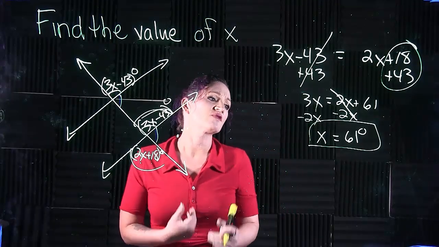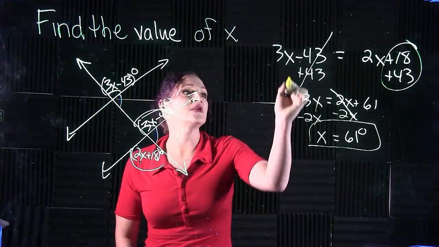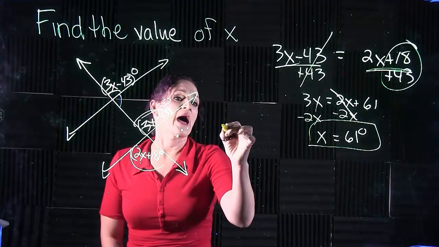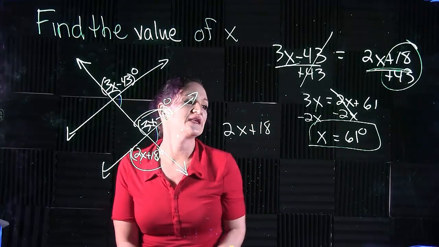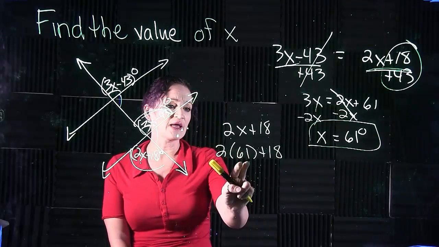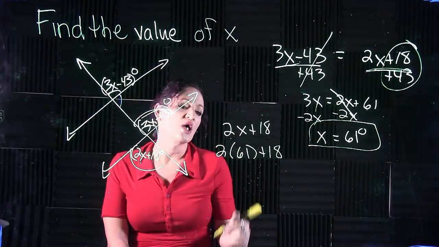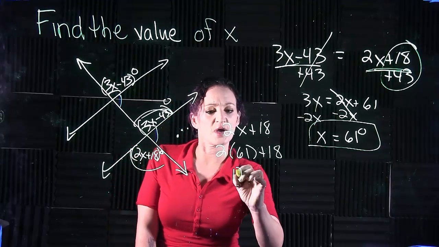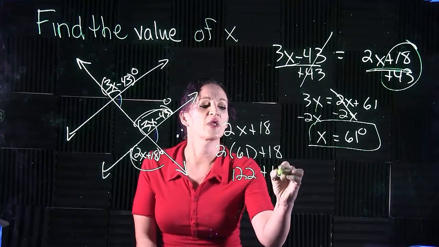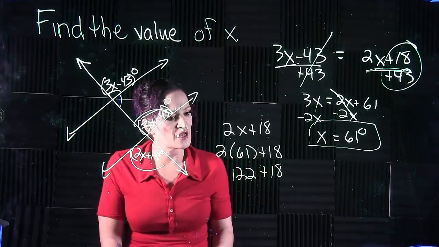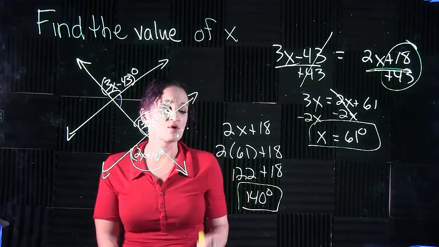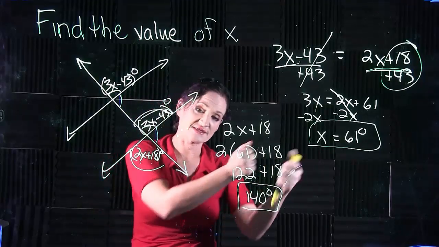If we actually want to know the value of the angle, keep in mind these two angles are equal to each other. We just need to plug in for one of them. I'm going to take the 2x plus 18. We now know that x is 61, so we can plug that 61 in for x. When we do that, we get 122 here, right? 2 times 61 is 122. And if we add that 18, we get 140. So the actual angle measurement is 140. X is equal to 61.